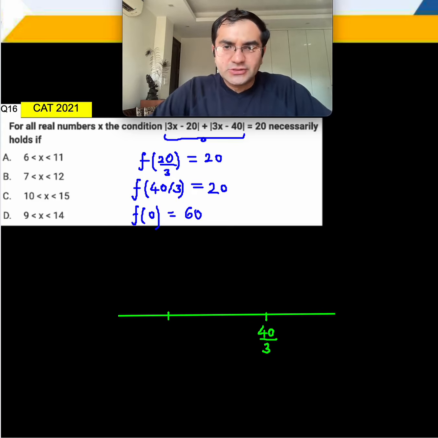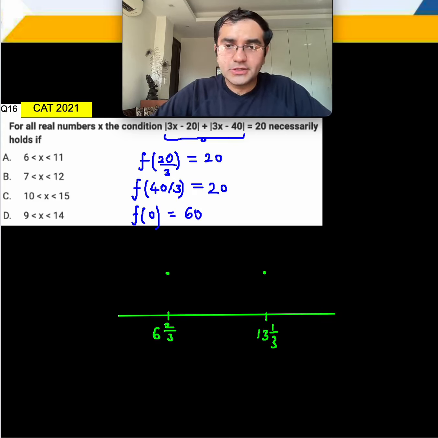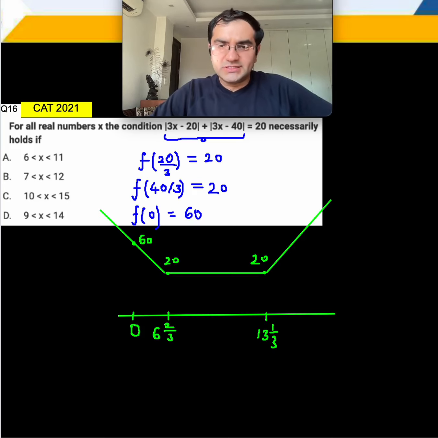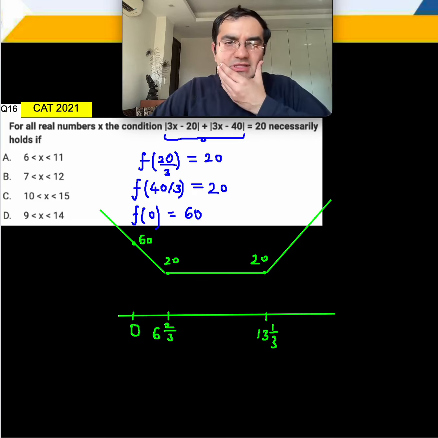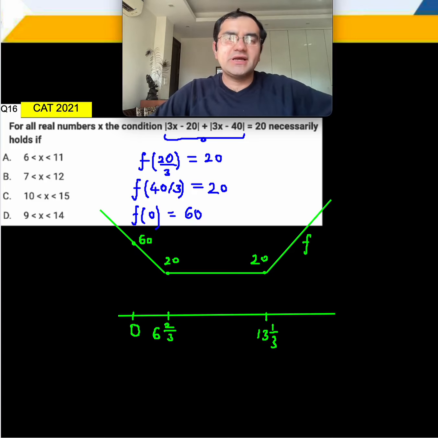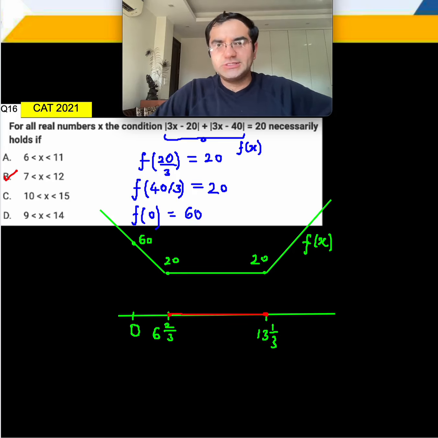ठीक है? So we'll just write this down neatly. 6 2 by 3 and of course 13 1 by 3. इसको plot करो. ये 20 20 and left side पे f of 0 पे 60. I have the approximate graph now. This is what the graph looks like. So when is it 20? From 6 2 by 3 to 13 1 by 3. So choose among the options. For example, D part में 14 तक नहीं जाएगा, C part में 15 तक नहीं जाएगा. So therefore B part has to be the right answer for this particular question.